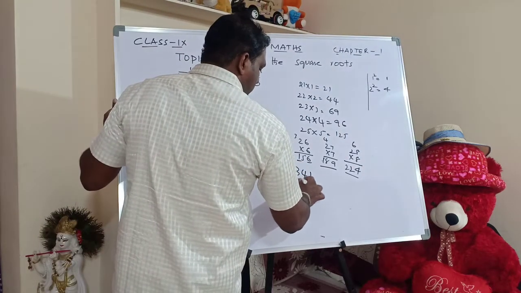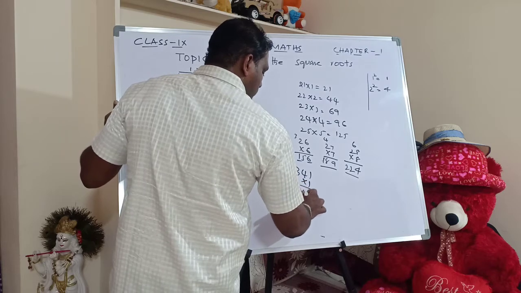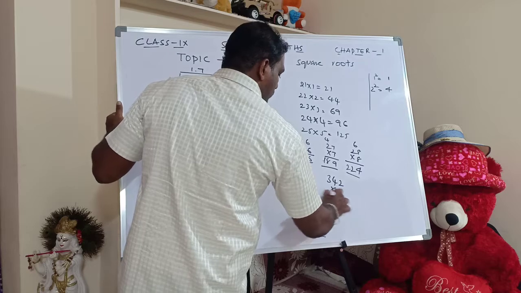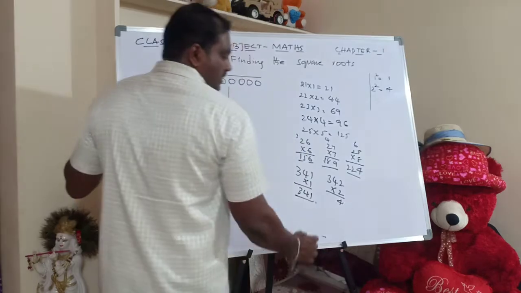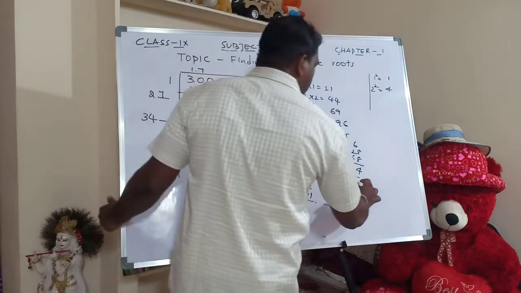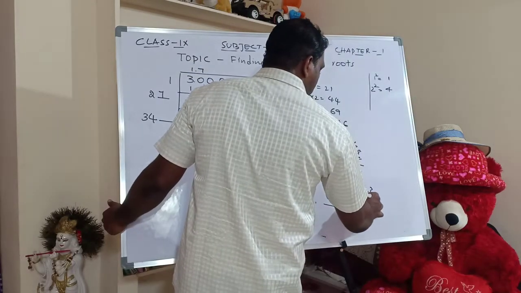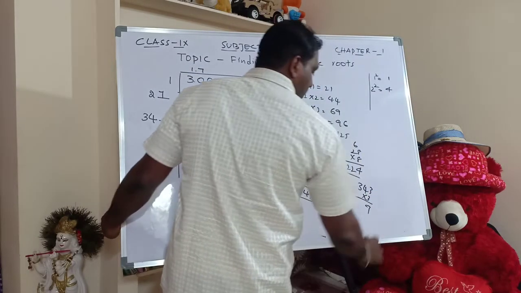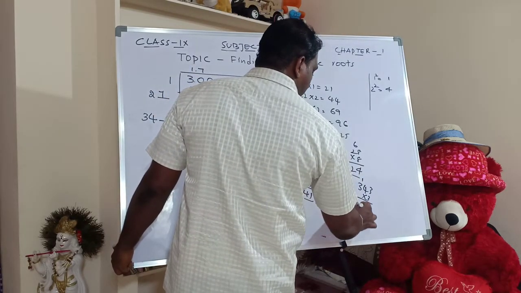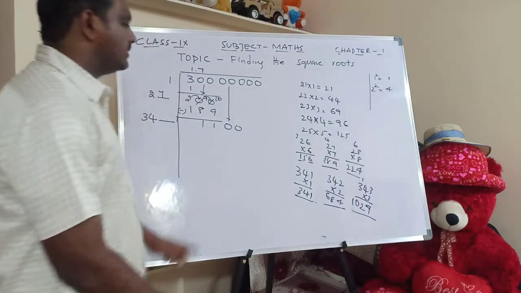3, 4, 1 into 1. It is 341. 3, 4, 2 into 2. 2 2s are 4, 2 4s are 8, 2 3s are 6. 3, 4, 3 into 3. 3 3s are 9, 3 4s are 12, 3 3s are 9, 10. How much was it? 1029.